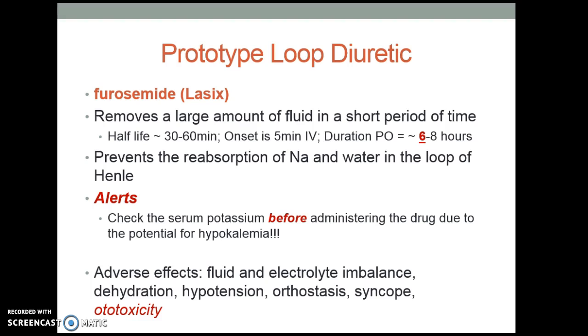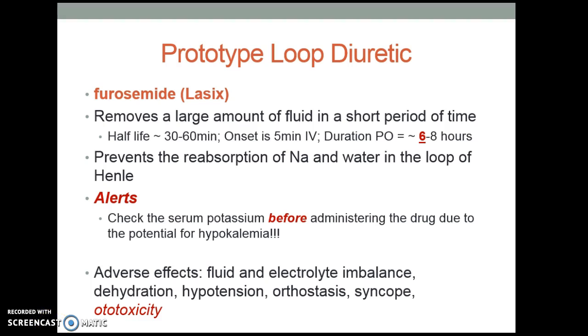Its mechanism of action is preventing the reabsorption of sodium and water in the loop of Henle, and it's very important to check the serum potassium before administering the drug due to the potential for hypokalemia. And this is very important. If your patient has a potassium of 3.2, you don't check, you administer Lasix, the potassium drops to 3.0, and the next thing you know, they're coding in a VTach or VFib arrest. They're going to look back at you and ask you, didn't you check before you gave it? So I cannot stress the importance enough of monitoring potassium.